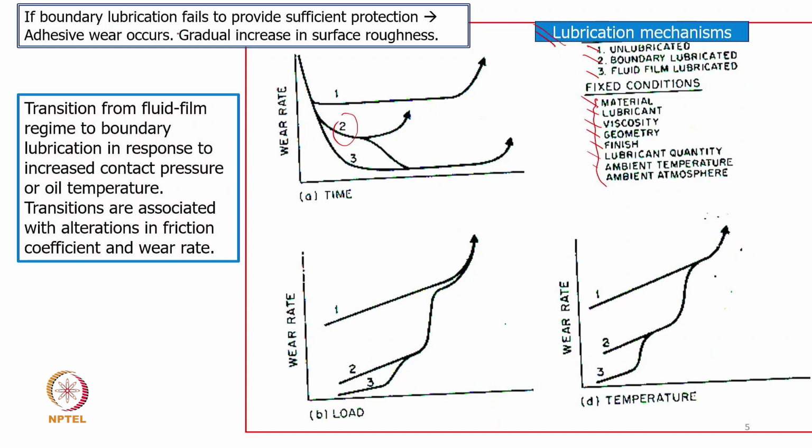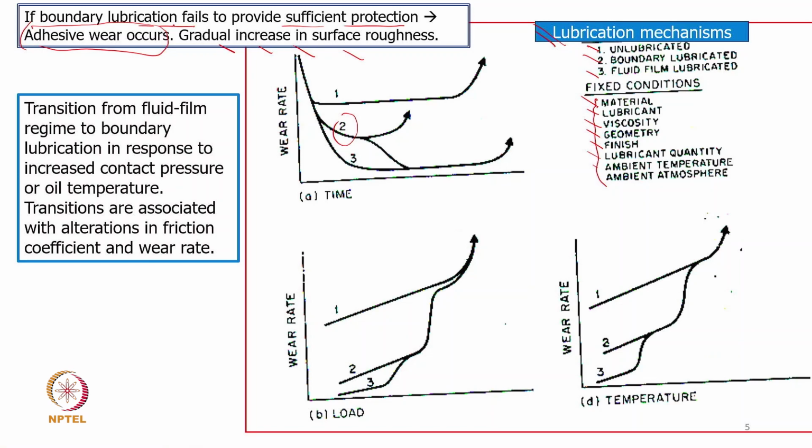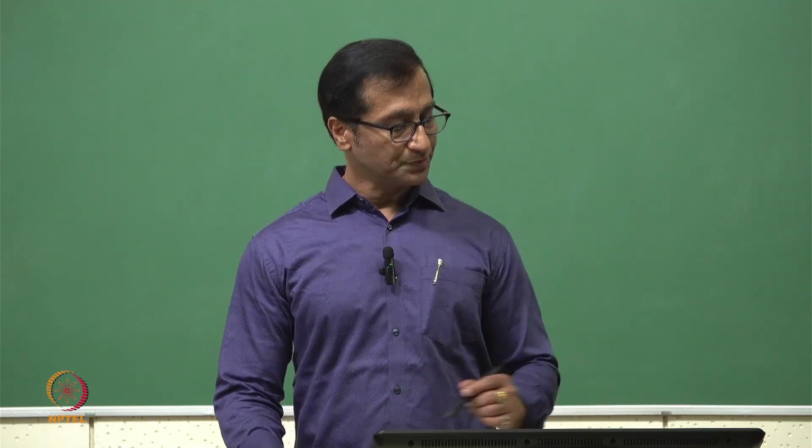And that's what I mean: if the boundary lubrication fails to provide sufficient protection, we will get some sort of adhesive wear, and that will cause a major problem, and finally the welding of the surfaces. And if more and more torque is applied, a cold junction will form, break, and then it will change the surface roughness.